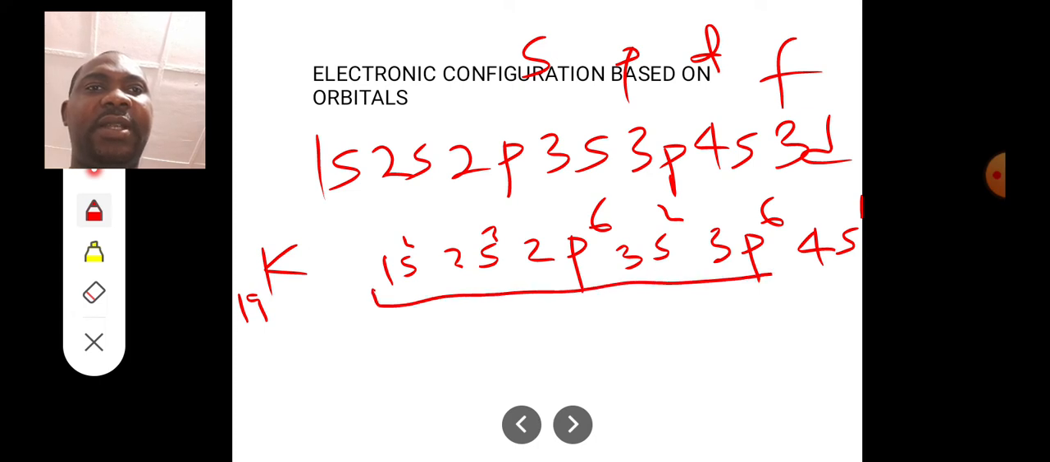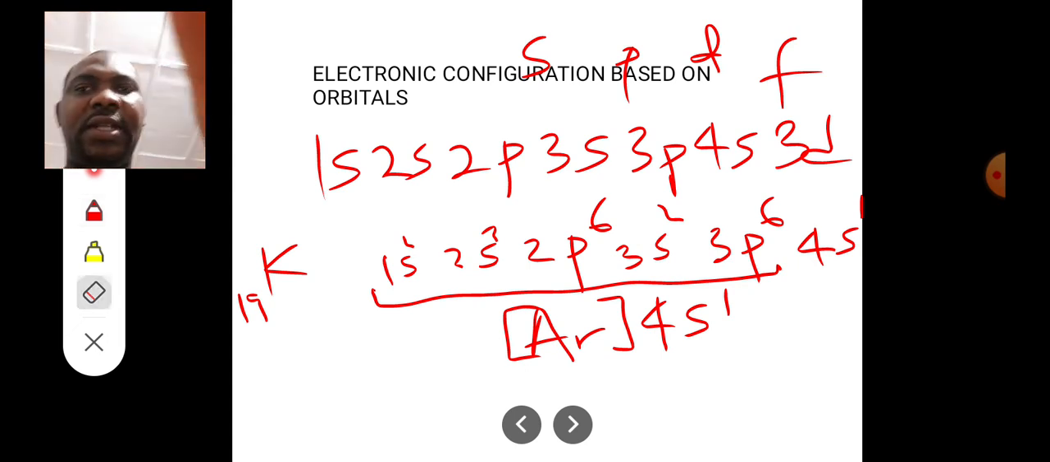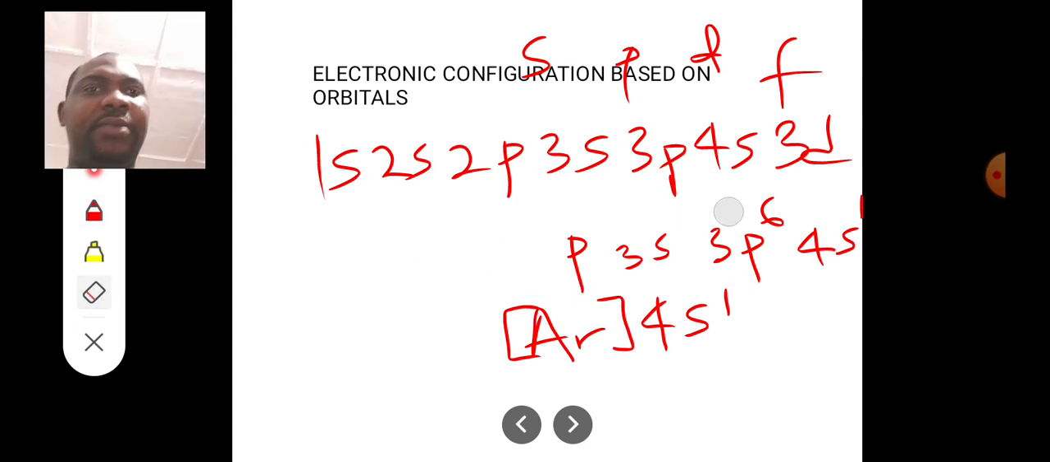But we can still write it another way. From here down here is 18. The noble gas with 18 is argon, so we can just simply say this is argon, Ar, then 4s1. Okay, this is very, very important for us to note.